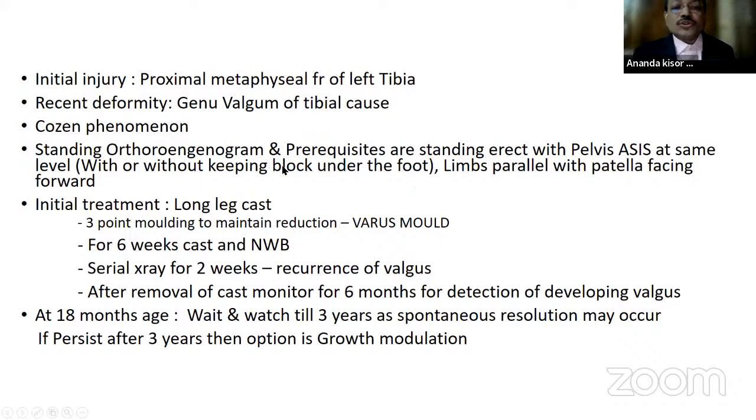This is a standing orthoroentgenogram, and prerequisites are already told. The initial treatment: if the patient came at 6 months age with proximal metaphyseal fracture of the left tibia, it should be treated by a long leg cast with 3-point molding to maintain the reduction in a varus mold. It is also most important. We should not keep it in neutral or valgus. So it should be kept a little bit varus, not more than maybe 5 degrees varus.